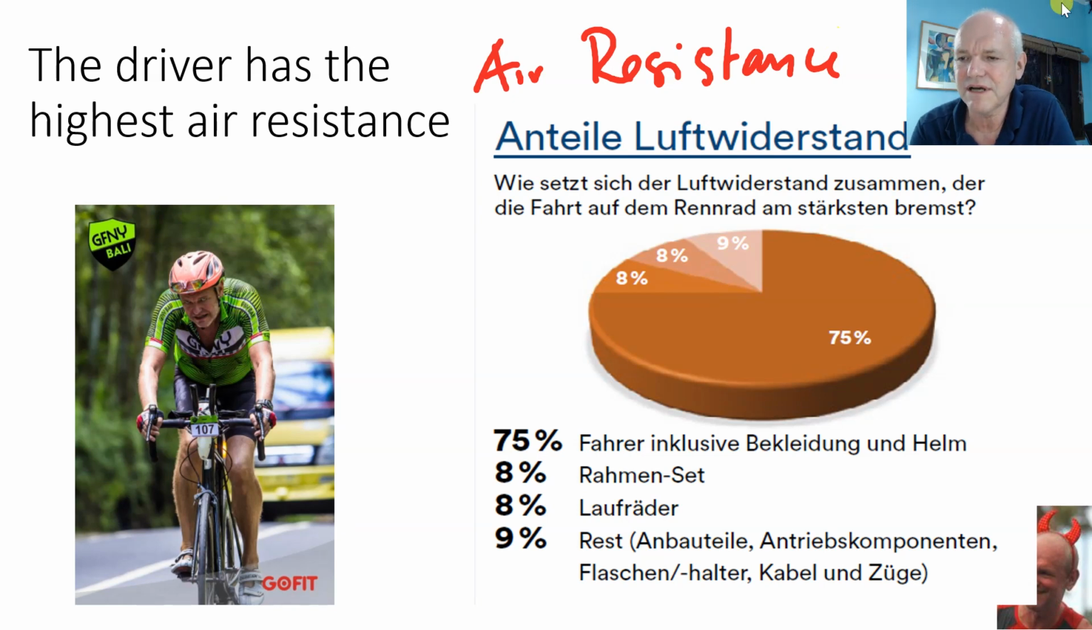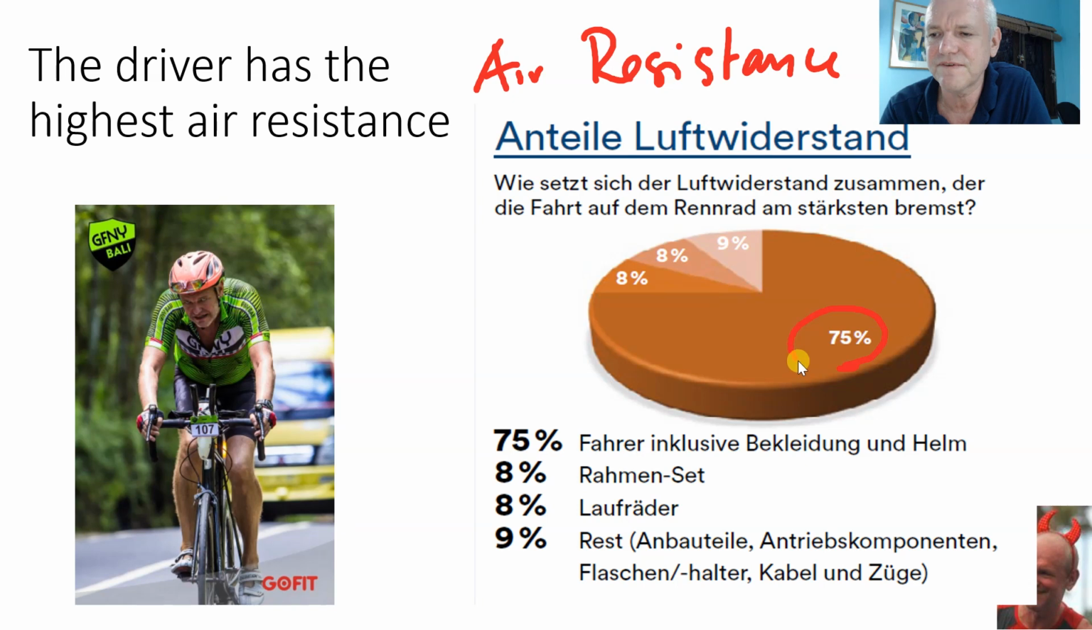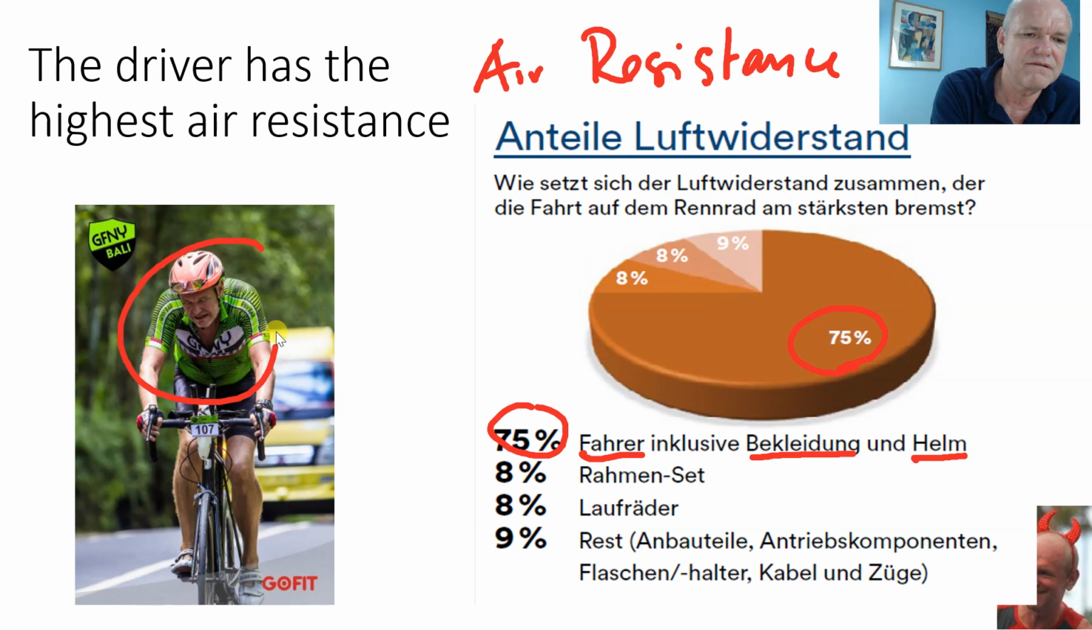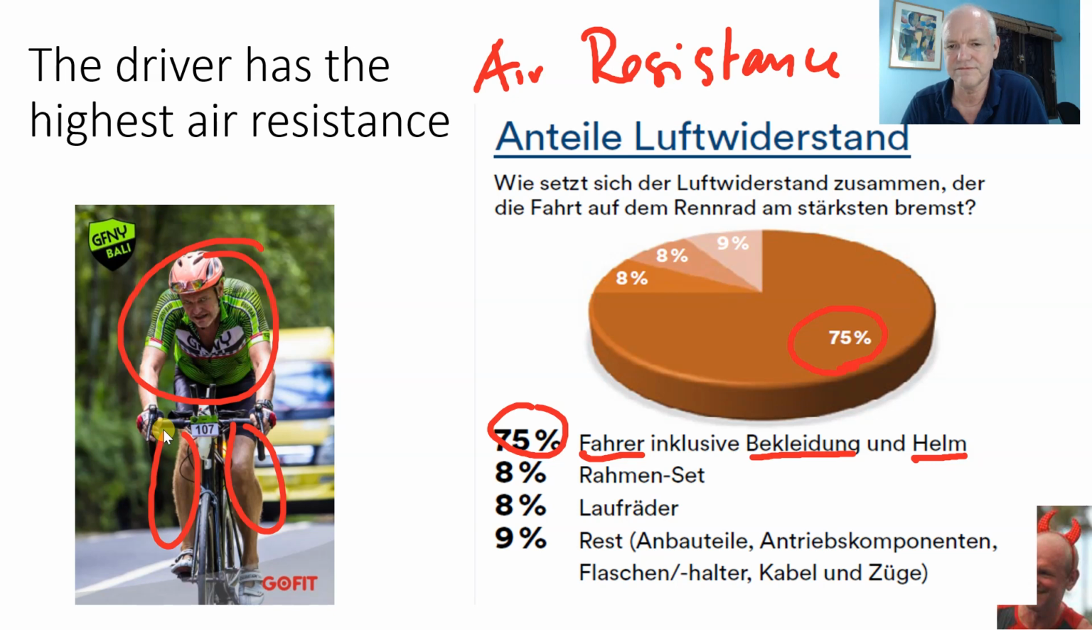And here we have something that is 75%. That is of course most important. And what is this 75%? Here we have it again. That is us. That is the guy on the bike, inclusive of the shirt or whatever the person is wearing and the helmet. So it's this part, this and this. That is most important. 75%.